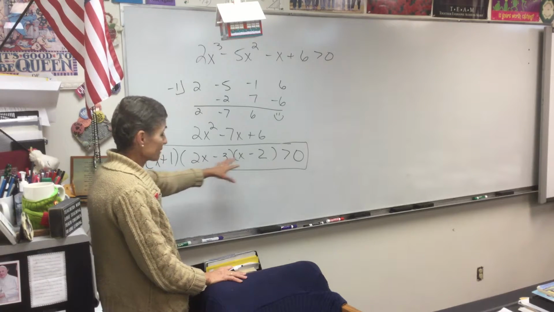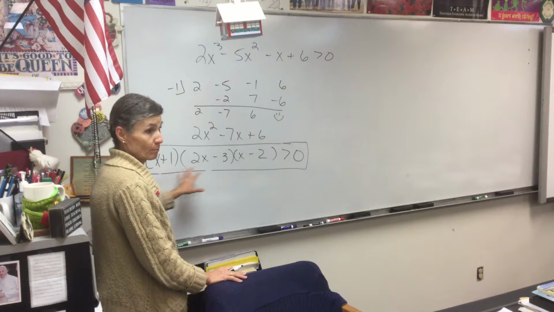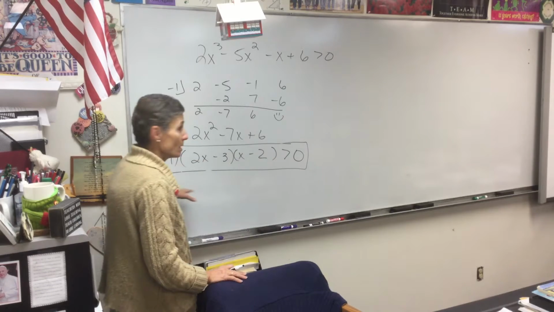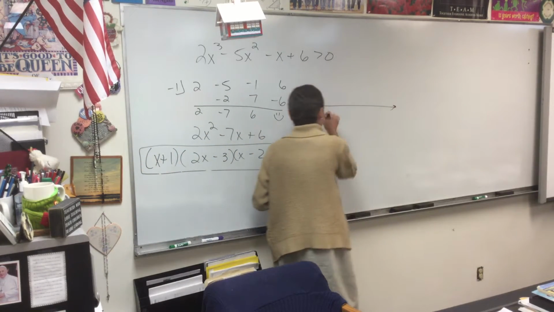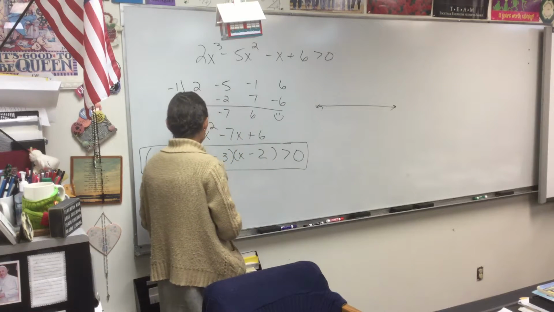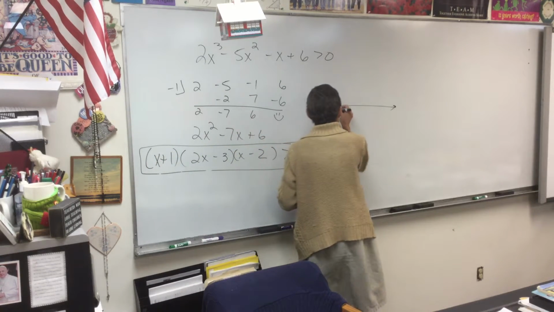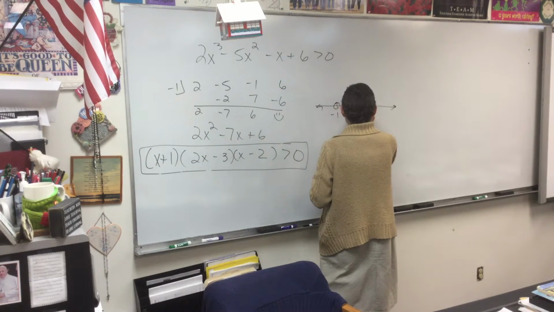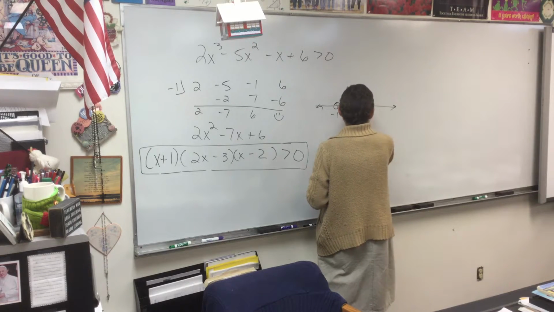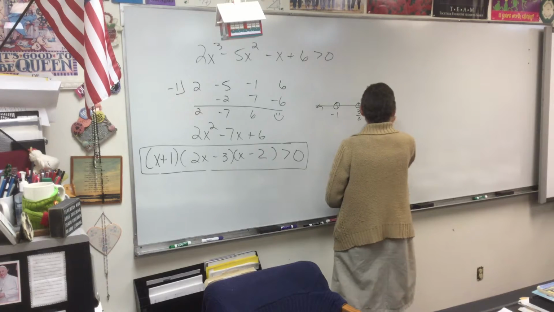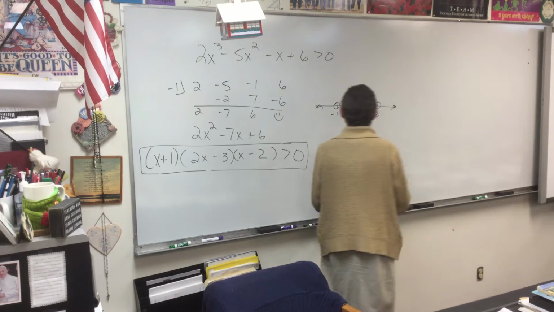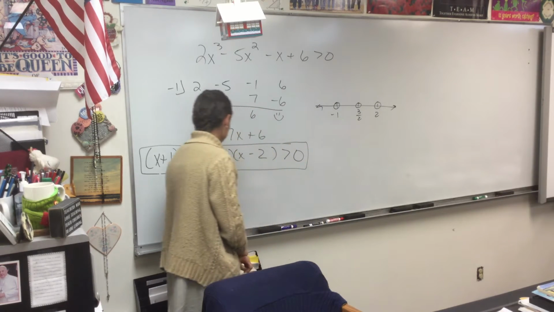All right, how do those factors look? You may have gotten them in a different order, but is that what you got? Which means that your dots are on the number line where? -1, 3 halves, and 2. Oops. And they are open dots this time.